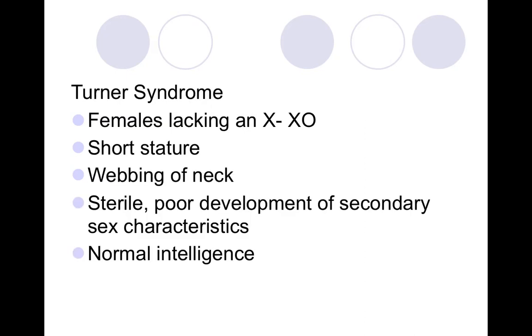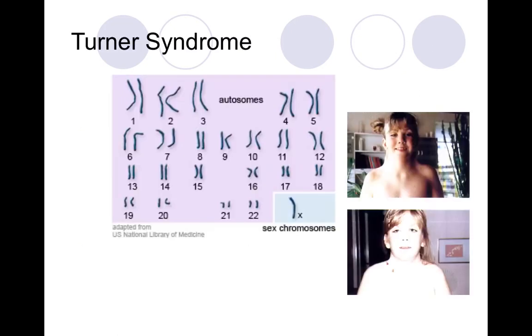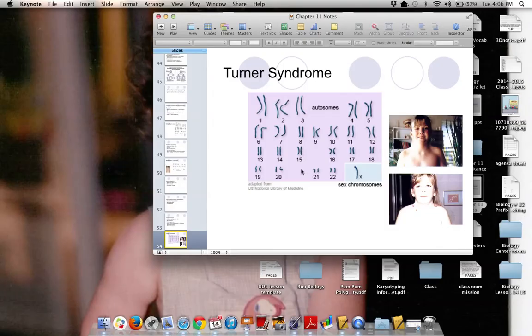Turner syndrome is females that are lacking an X, so it's an XO. They're very short in stature, they have webbed necks, they're sterile, so they have no fertility. Poor development of secondary sex characteristics, so the development of breasts and that type of thing is very limited, but they do have normal intelligence. Here is a karyotype of that, and notice that's where you find that chromosome missing there. So those are some disorders that can come along with this, and that is what's important about karyotyping, that we are able to map those out.